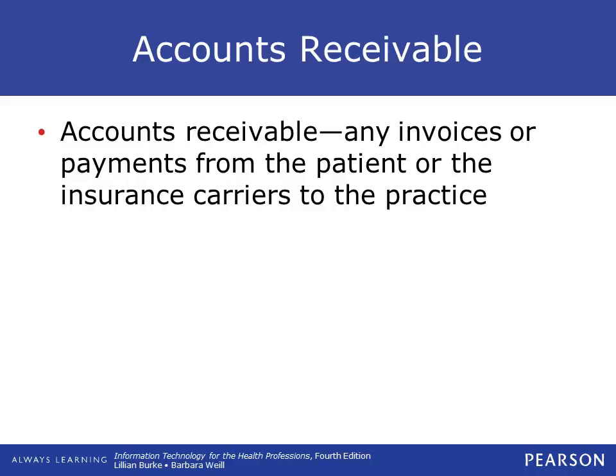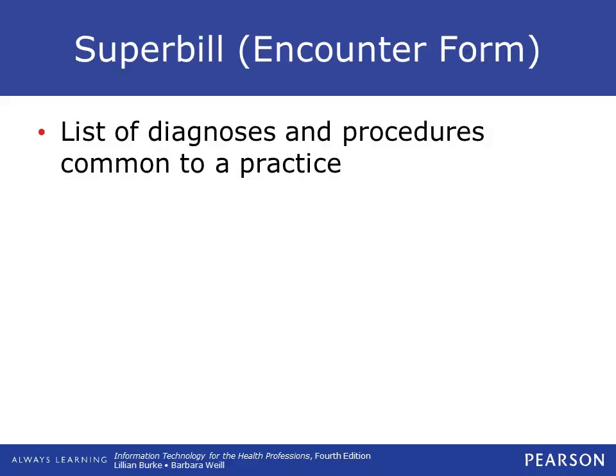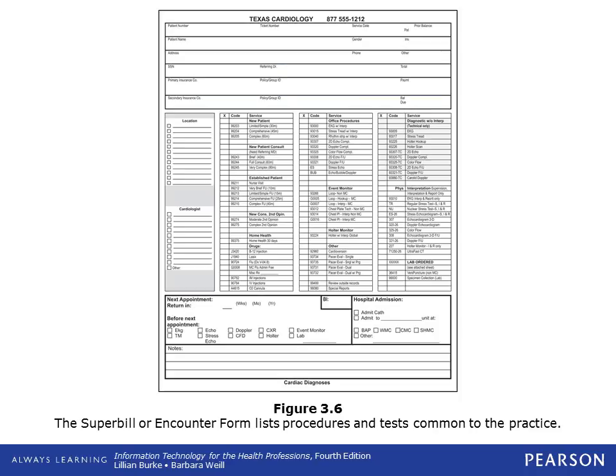Accounts receivable, that is the office that handles invoices and payments from patients and insurance carriers. Super bill, this is the form that shows the list of diagnoses and procedures a patient had done, and here's an example in figure 3.6. This is an example of a super bill, also known as an encounter form. You see all the demographical information at the top, but at the middle section, that's where everything is marked that that patient had done for that day. Anything that's not on there is automatically written in on the super bill.